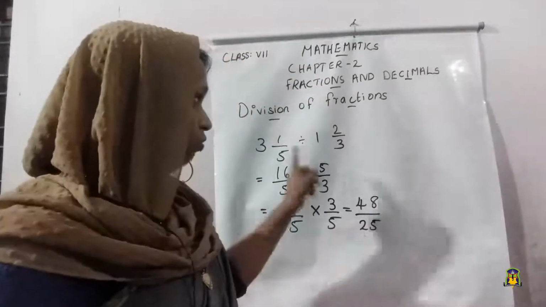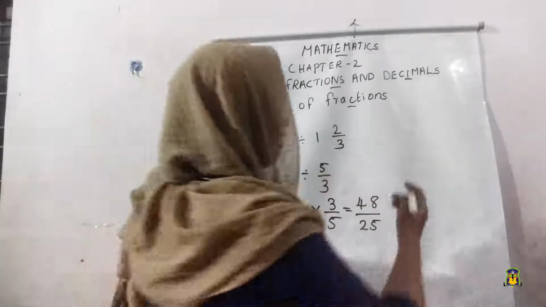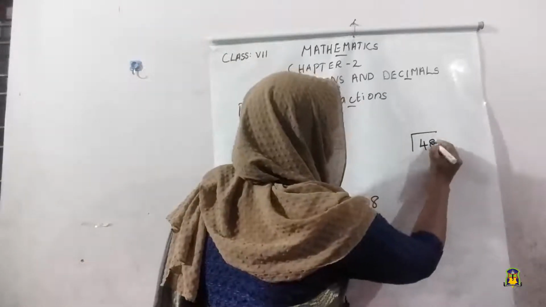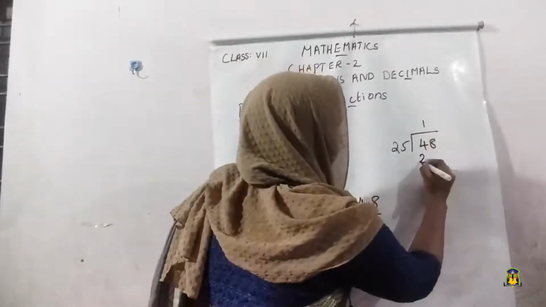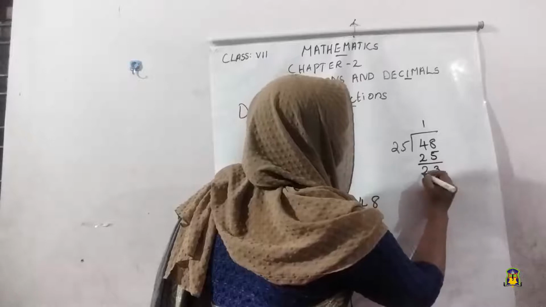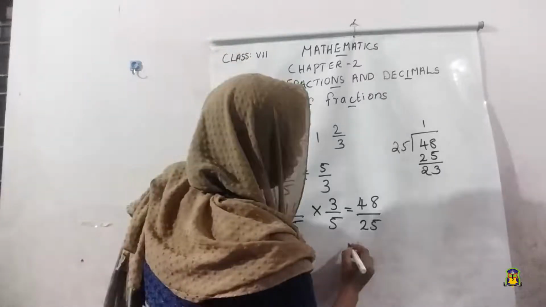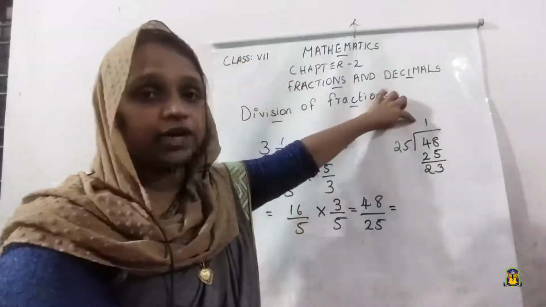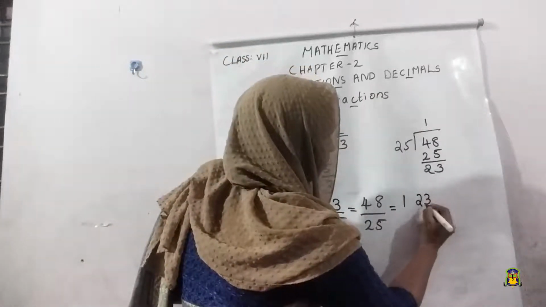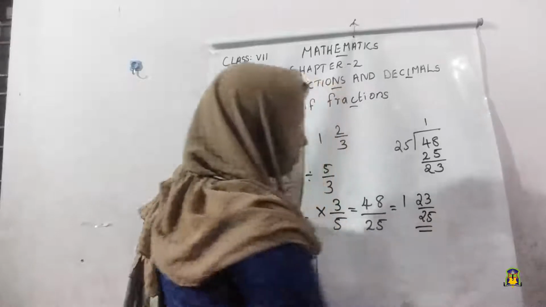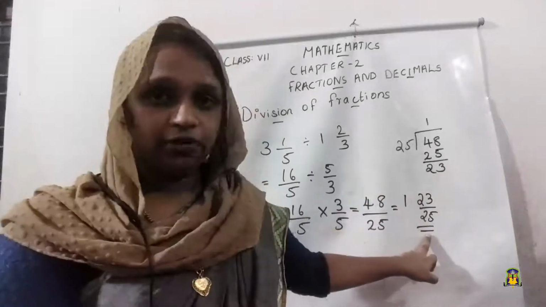Okay. Now both are in mixed fraction, no? So we want to change it to mixed fraction form. We want to divide. 48 divided by 25. Okay. So 25 into 1, 25, is 23. Okay. Now how to change this? Yes, first we want to write what? Quotient. That is quotient. Then remainder by divisor. Okay, quotient, remainder by divisor.